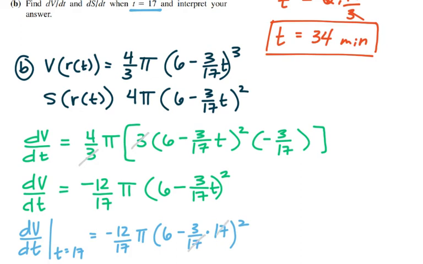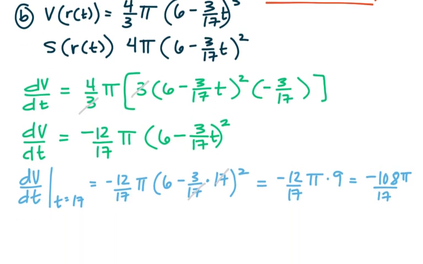6 minus 3 is 3. 3 squared is 9. So I have negative 12 over 17 pi times 9, or negative 108 pi over 17. And we can write that as an approximate value. Typing that in my calculator, I get negative 19.958353. And the decimal continues going. So this is an approximate number.